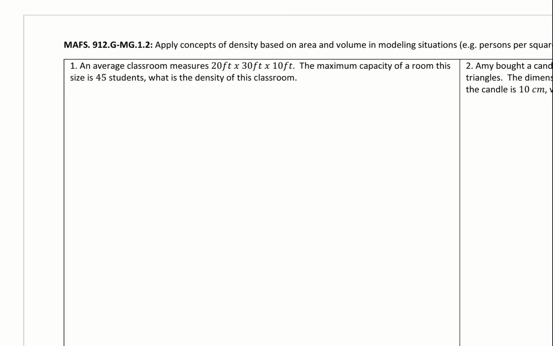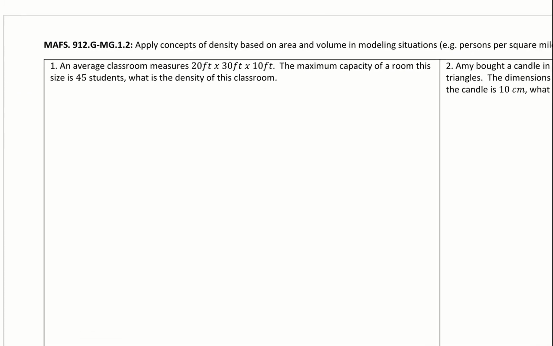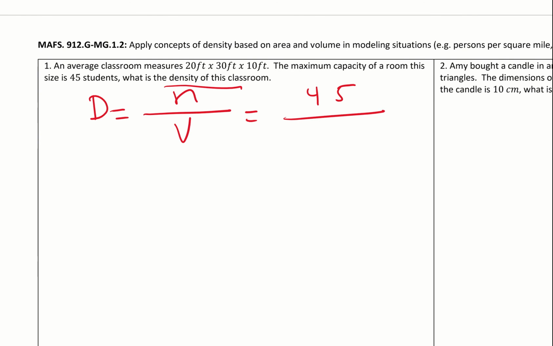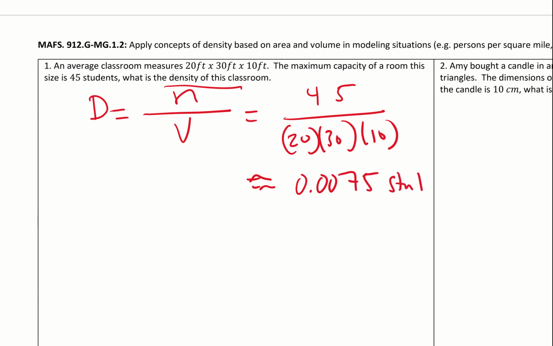All right, next standard. This is the second to last page. An average classroom measures 20 by 30 by 10. The maximum capacity is 45 students. What is the density? This is the density standard. Density is what you want over volume, and what you want is the number of students, so we'll call that N. There are 45 students over the volume, which is 20 by 30 by 10. We're assuming it's a rectangular prism-like classroom. On the calculator we get 0.0075 students per feet cubed, because the volume is in feet.